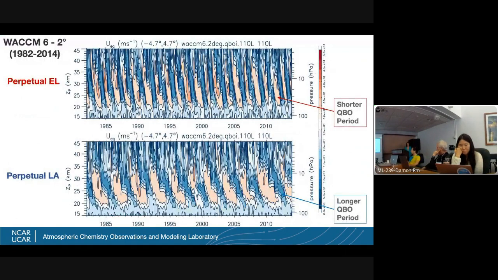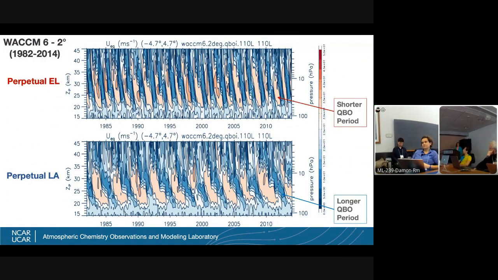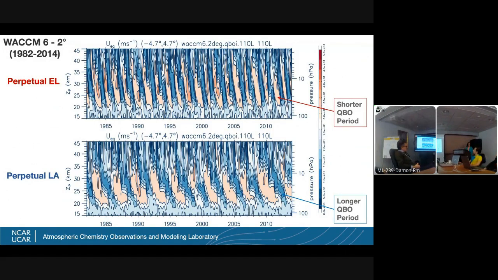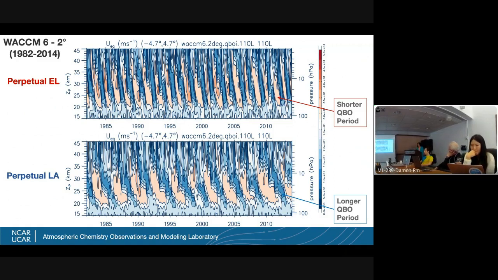So now let's look at the QBO from this 2-degree vacuum 6 run. The top figure is for the perpetual El Nino condition. The bottom plot is for perpetual La Nina. As you can see, for El Nino condition, the QBO seems a lot faster. And for La Nina it is slower. And the average or base case is in the middle.